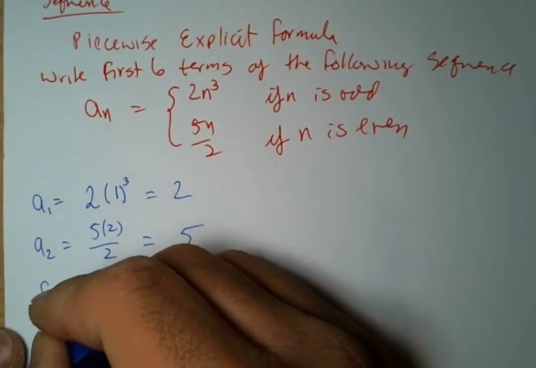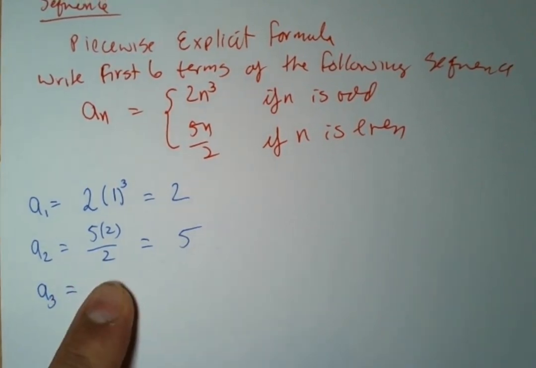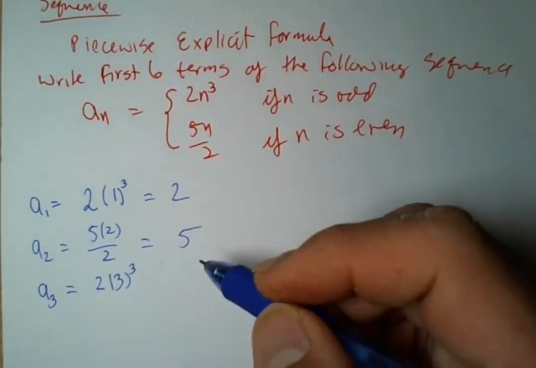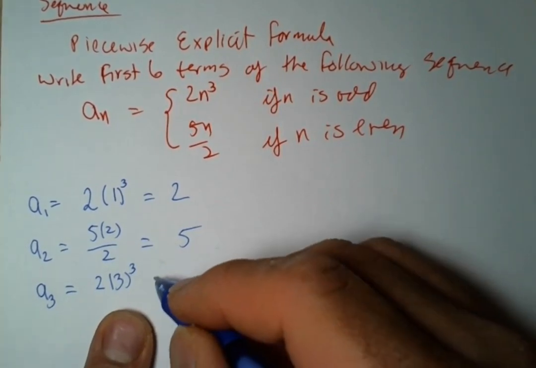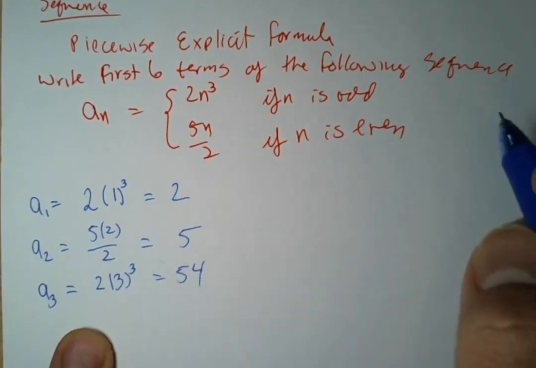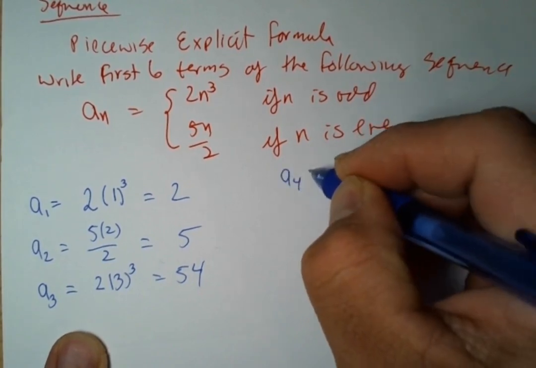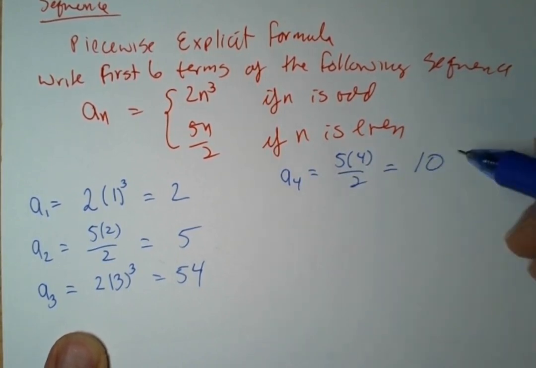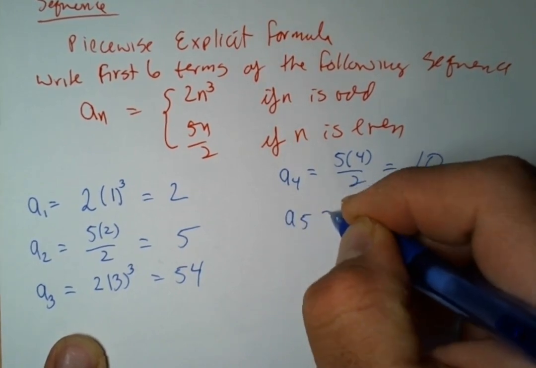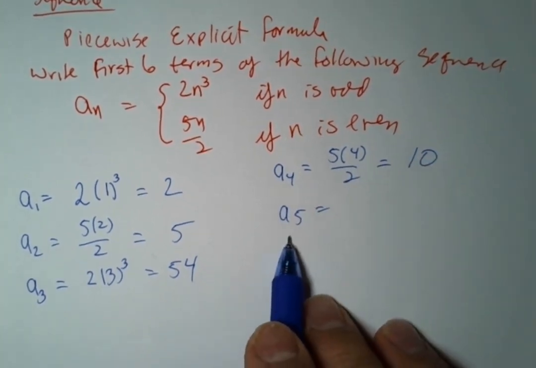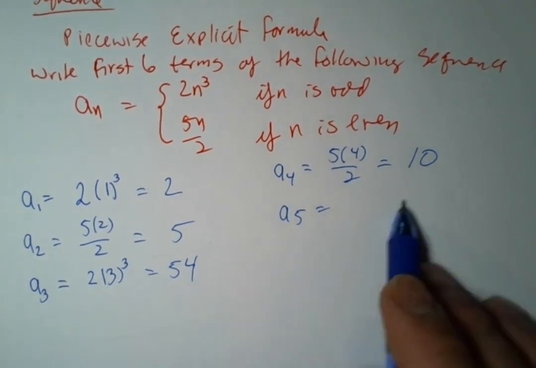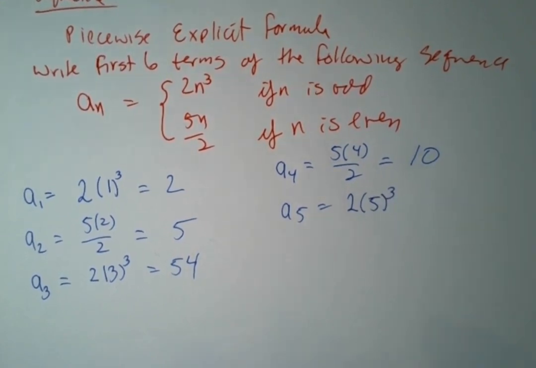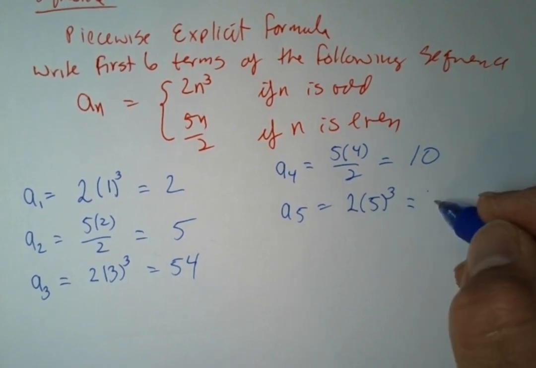Right, and again, moving along here, a3. Again, 3 is odd, so it'll be the first piece here. 3 cubed. 3 cubed is 27. 2 times that is 54. Okay, and then here a4. And 4 is even. So we go 5 times 4 over 2. So that becomes 10. And then a5. Again, each term, right? Notice we're only using one piece for each value of n. And as 5 is odd, we get 2 times 5 cubed. 5 cubed is 125. You double that, you get 250.